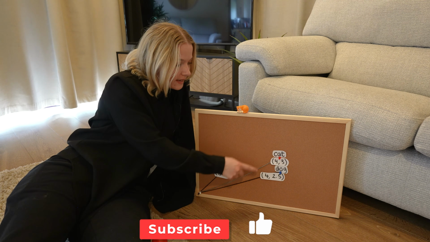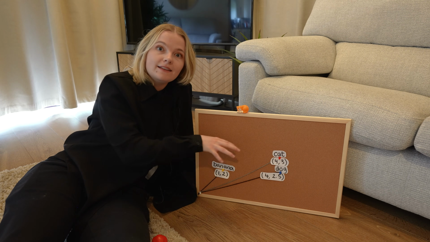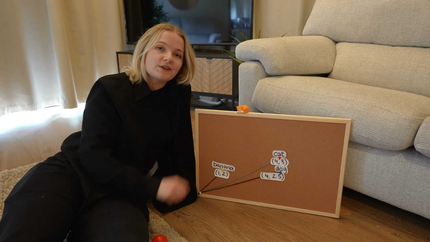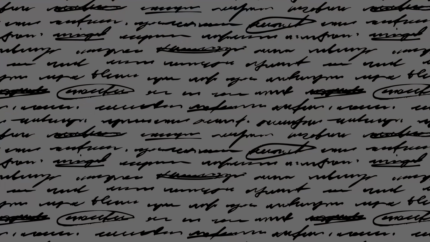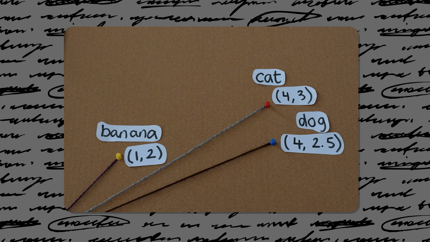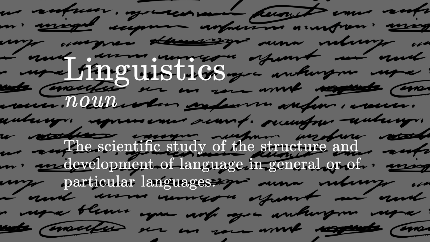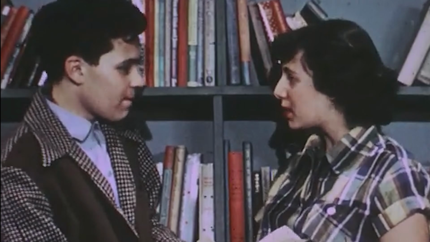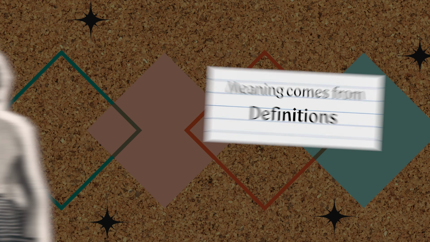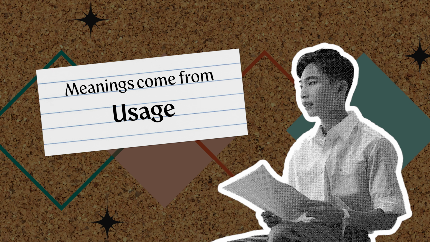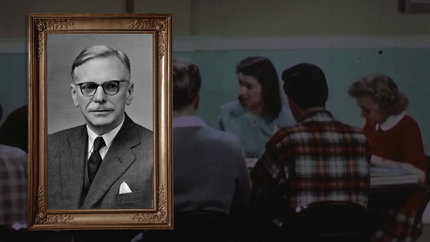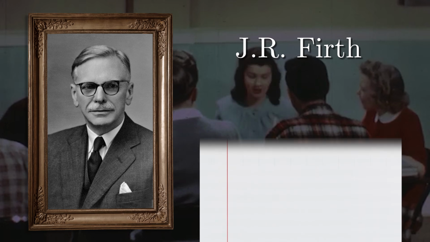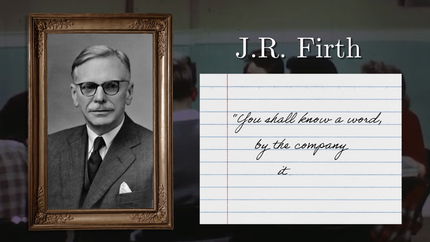And the closer together these items are in the vector space, the more similar they are in nature. Interestingly, this idea actually comes from a very beautiful observation in linguistics. In the 1950s, linguists were debating about what words actually mean. One group thought that meaning came from definitions, another thought that meaning came from usage. British linguist J.R. Firth famously wrote, "You shall know a word by the company it keeps."